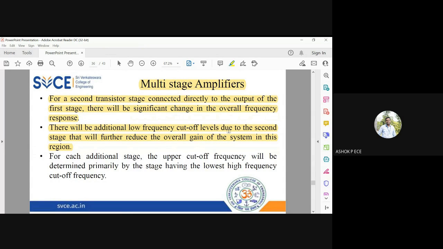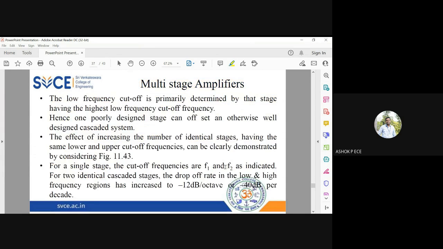Please understand that concept. So each additional stage will have an upper cutoff frequency, lower cutoff frequency, and other things. But when you cascade everything, they all become connected.